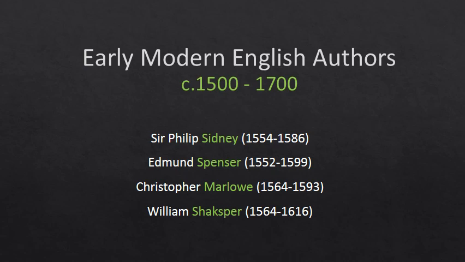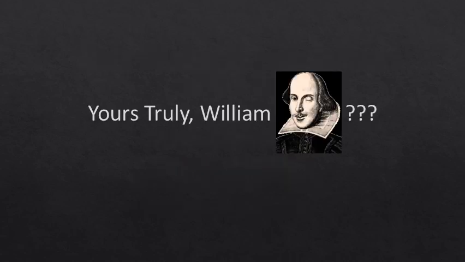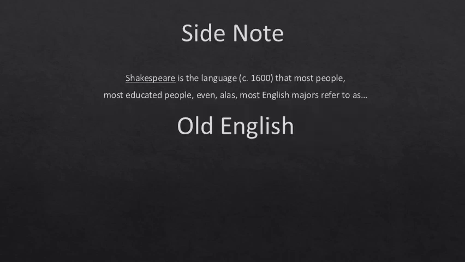Christopher Marlowe, near contemporary of Shakespeare, who wrote Dr. Faustus, Tamburlaine, the Jew of Malta, and of course, William, what's that? Shakespeare? Oh, I think I might have misspelled that. Oops. Actually, the question of the spelling of William Shakespeare's name is something I want to dive into as our first subject. And before we do that, a little side note.